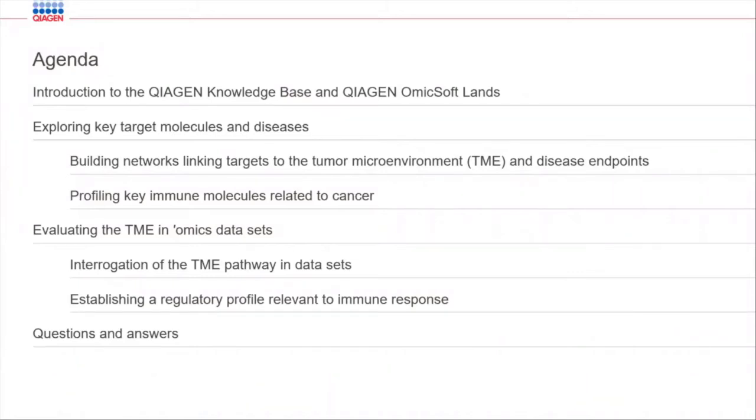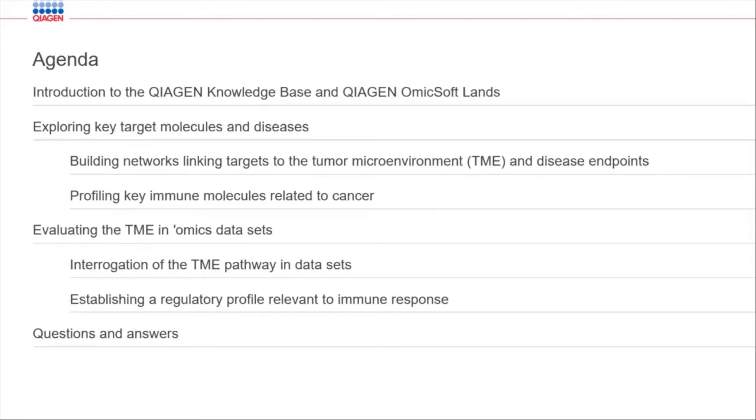Once you build those networks, there's the additional functionality that allows you to predict how alterations in activity of certain molecules or nodes within your network will influence the network as a whole. So we're going to look at that as our first topic.